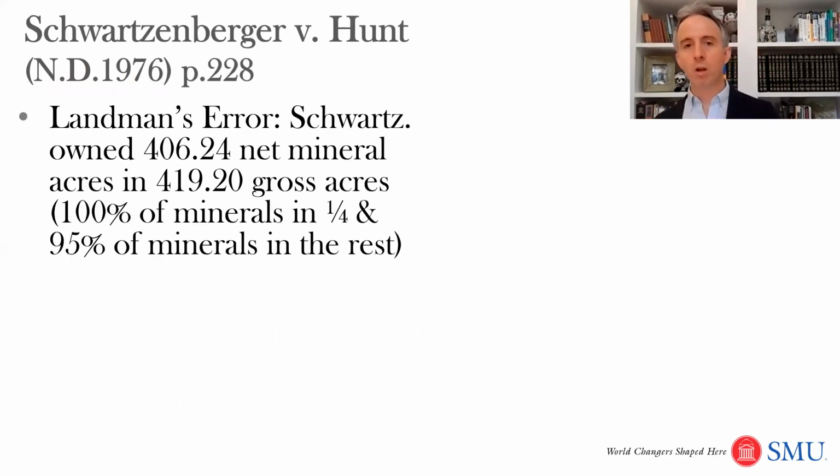Well, effectively, the oil and gas company's landmen, we talked about the American Association of Petroleum Landmen. A landman is somebody who goes out and finds good properties to lease and negotiates those leases for an oil company, or sometimes themselves, and ends up transferring that to an oil company. But basically, the problem here was that Schwartzenberger owned 406 net mineral acres in 419 gross acres. The reason was they had 100% of the minerals in a quarter and 95% of minerals in the rest.